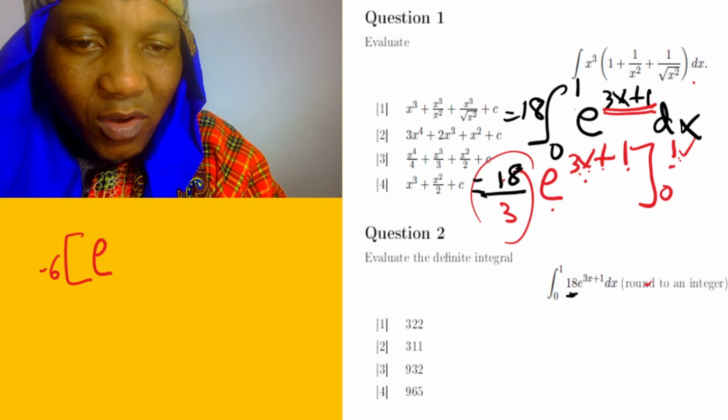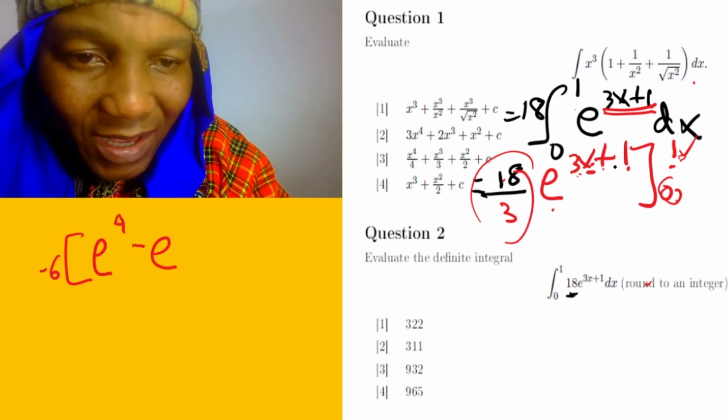Now we're going to substitute the lower limit everywhere there's an x. So we're going to say minus e, and this 0 is going to come there. When you plug a 0 here, it's going to be 3 times 0 equal to 0, plus 1 equal to 1. It's going to be e power 1.